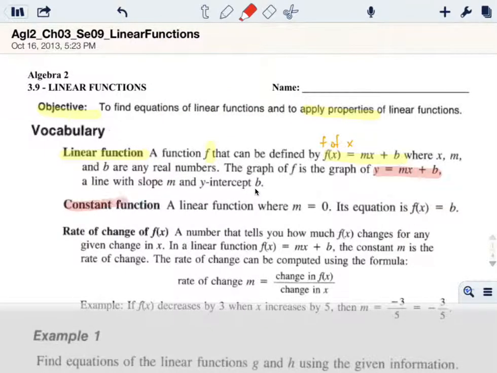Okay, we've got a constant function. A constant function is when we have no x. It's just b. It's got a y-intercept. Our slope is 0.